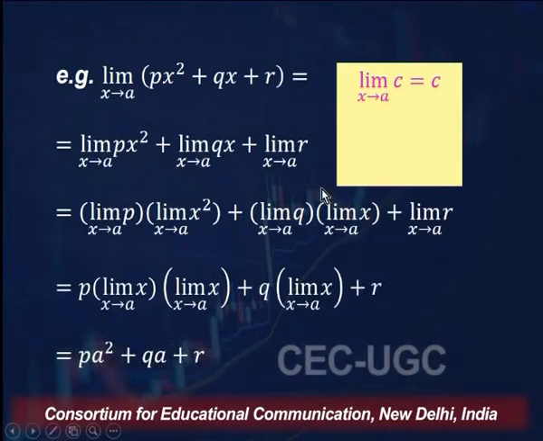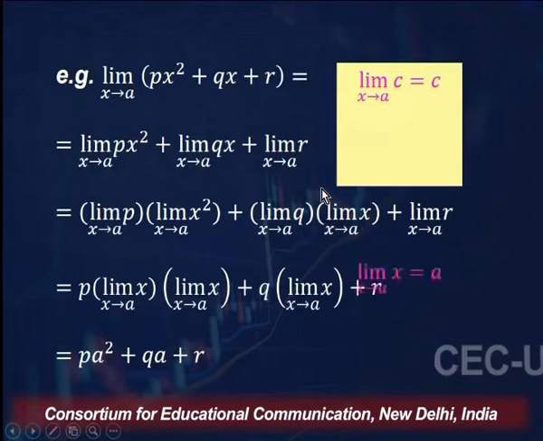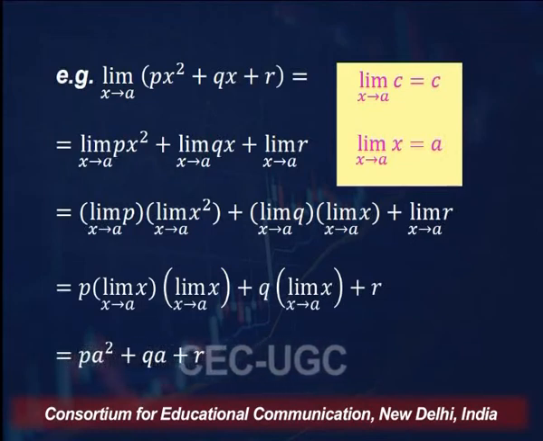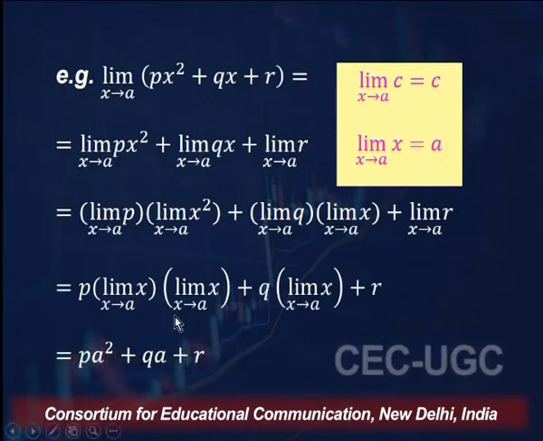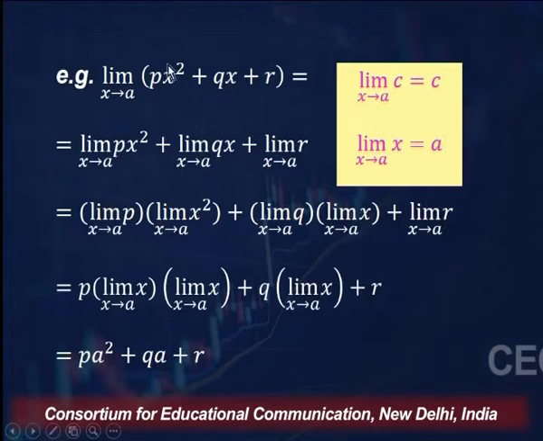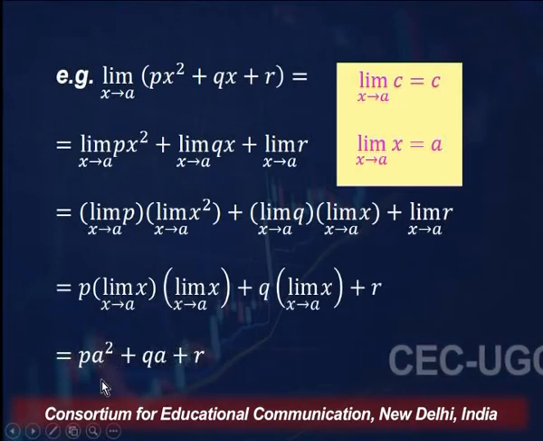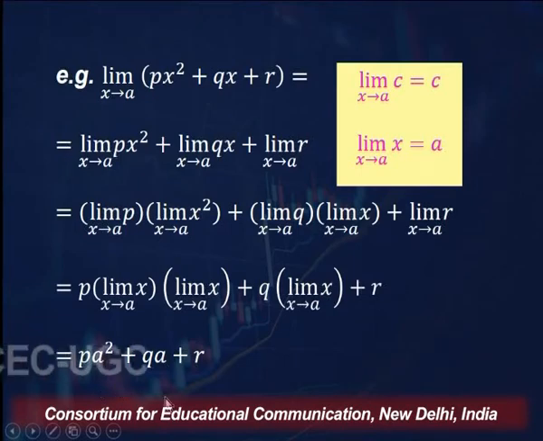And also, as when we did rule 2, that said that the limit of x as x tends to a is equal to a. So that leads us to this result: the limit of p x squared plus q x plus r as x tends to a is, since these two limits will contribute an a each, p times a squared plus q a plus r.